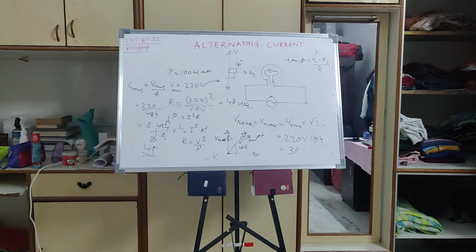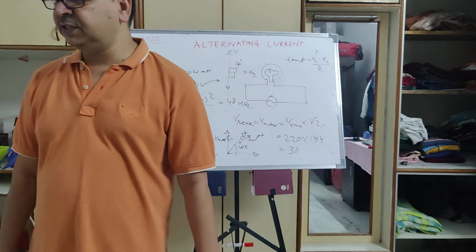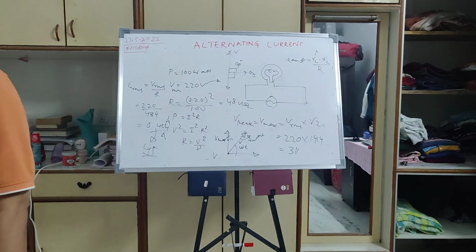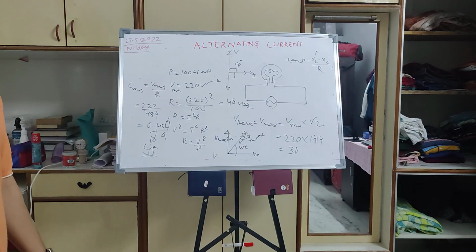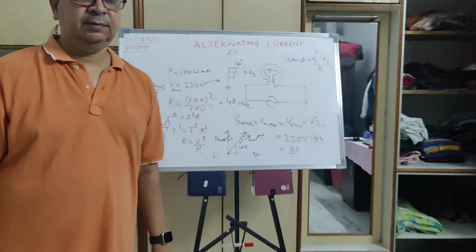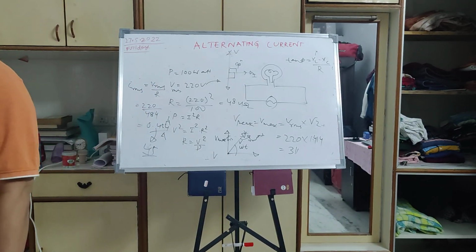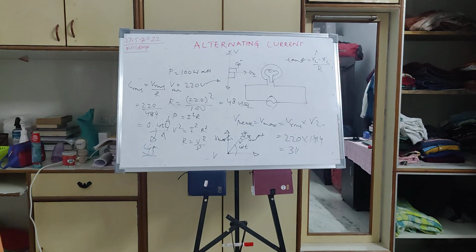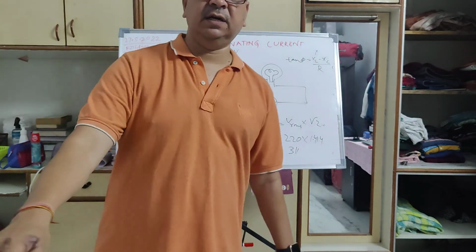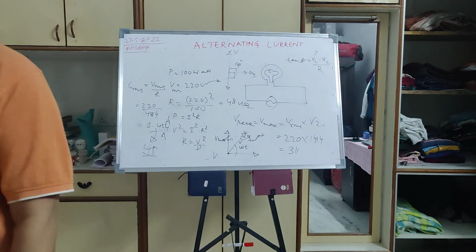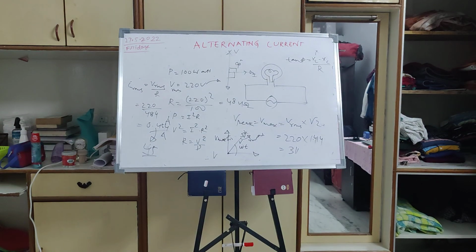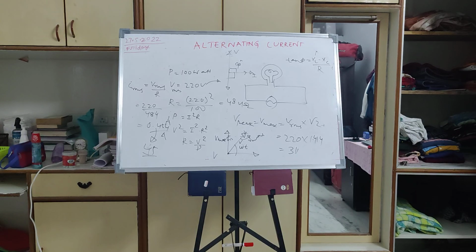Actually, there are two terms: inductive reactance and capacitive reactance. If they are combined together, that is called impedance. See this, inductive reactance: I was telling you, XL is equal to omega L, right? So that unit is also ohm. The inductance unit is Henry, but omega L, XL, the reactance unit, is ohm.